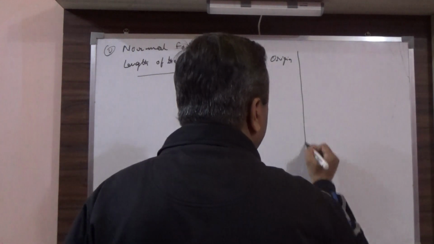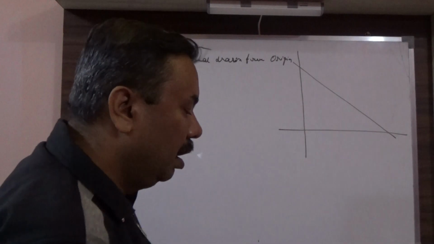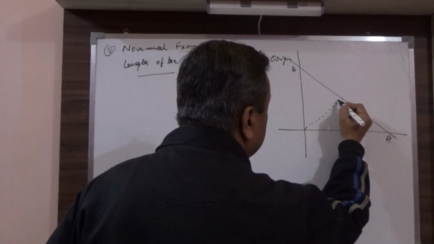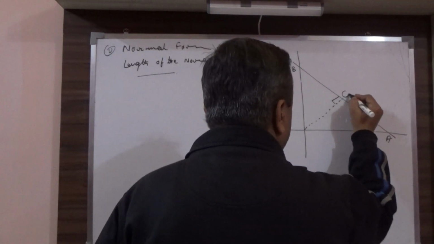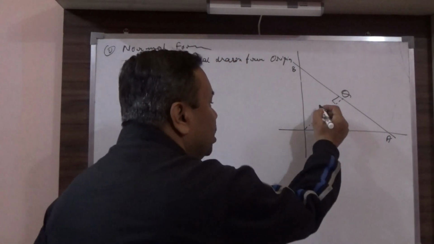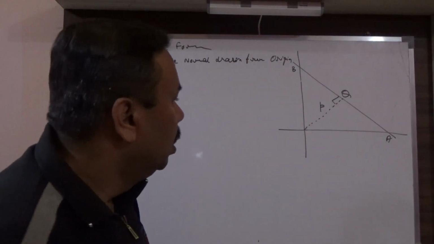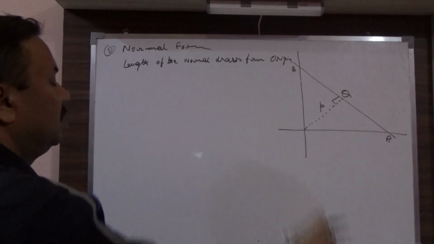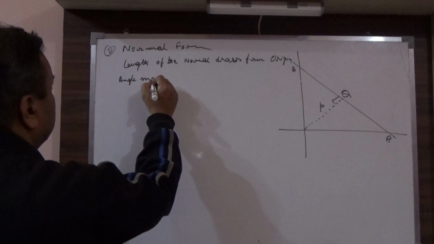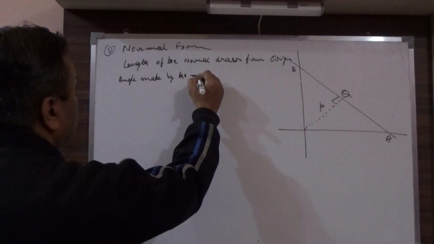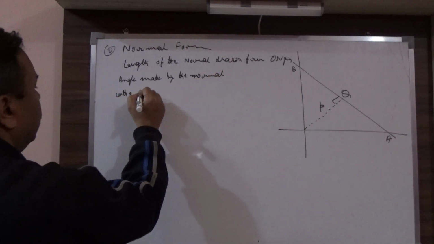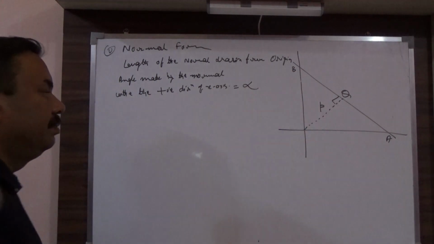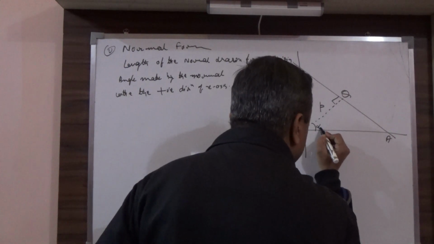So if this is my graph, if it is point A, this is point B, and the normal is drawn from the origin, suppose this length is taken as P. And there is one more thing given to you: the angle made by the normal with the positive direction of the x-axis, let it be alpha.